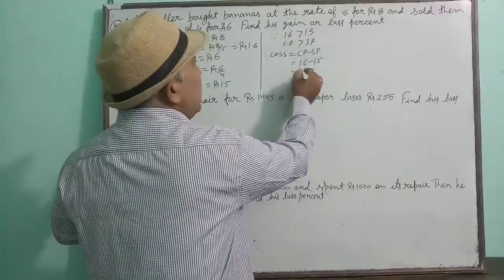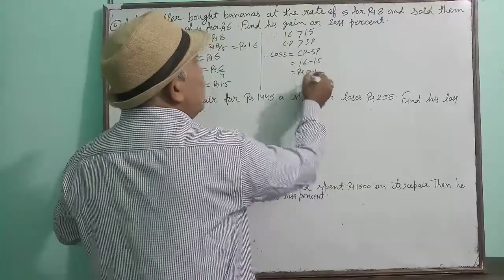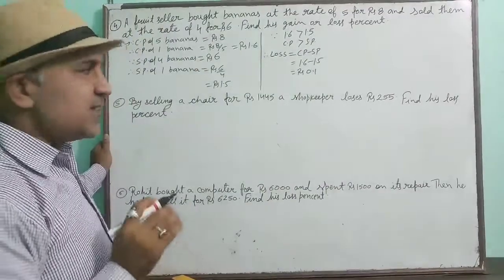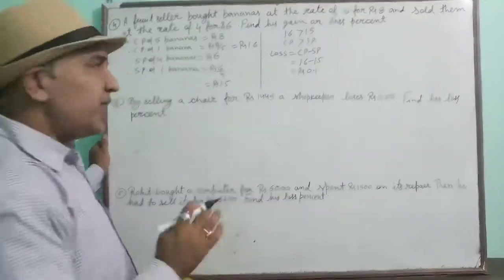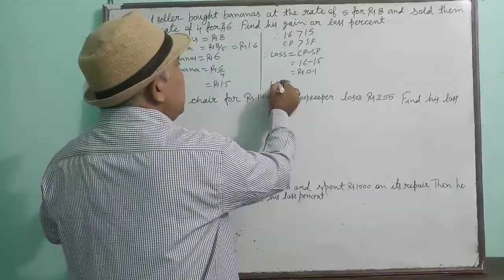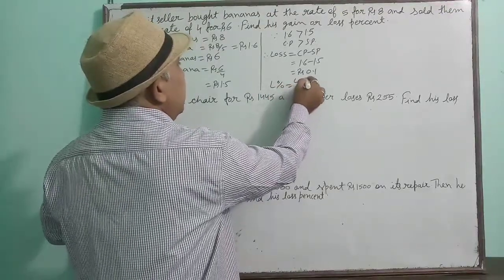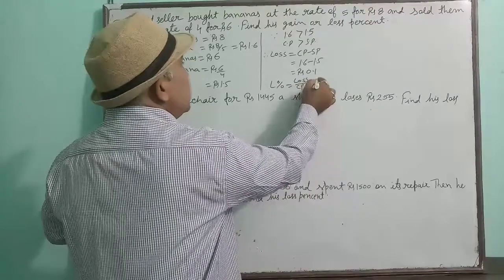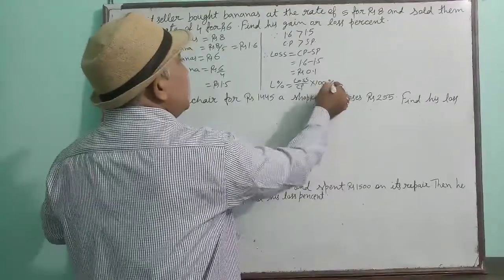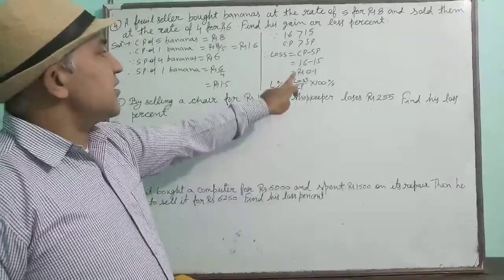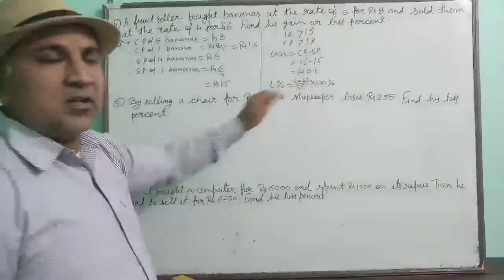1.6 minus 1.5 means 0.1. This is the loss. Now we can find the loss percent also. What is the loss percent formula, children? Loss upon CP into 100%. Loss upon cost price into 100%.